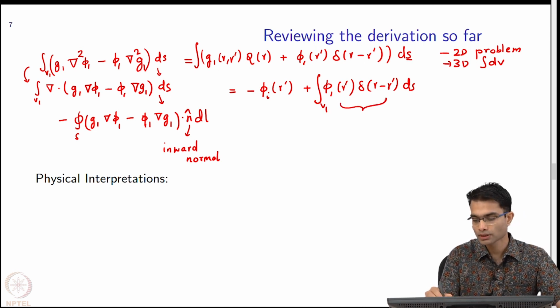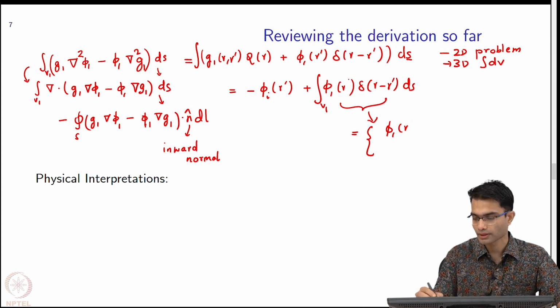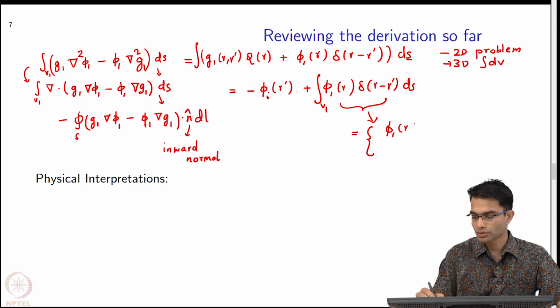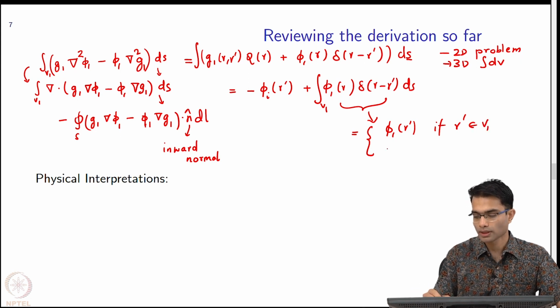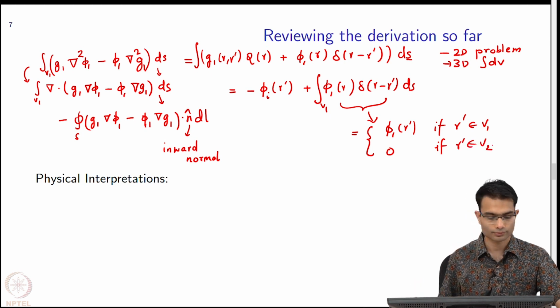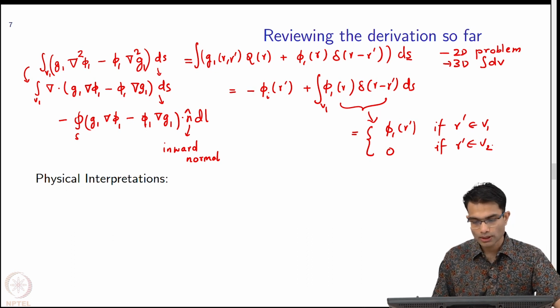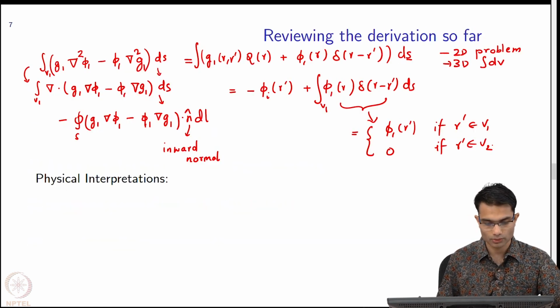And this term over here, there were 2 cases, is equal to phi 1 r prime, sorry, this should be an r prime, right. So this should be phi 1 r prime if r prime belongs to V1 and 0 if r prime belongs to V2. Okay. So what are the physical interpretations that we can draw from this? Okay, so that's what we'll look at now.